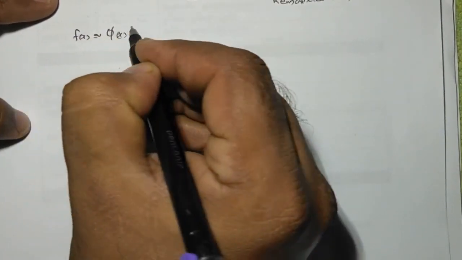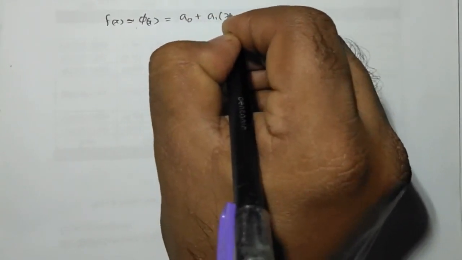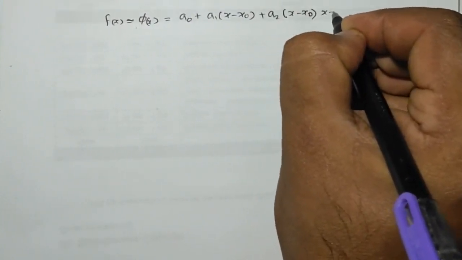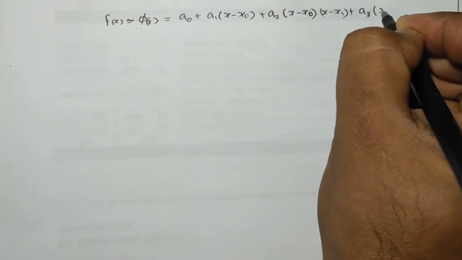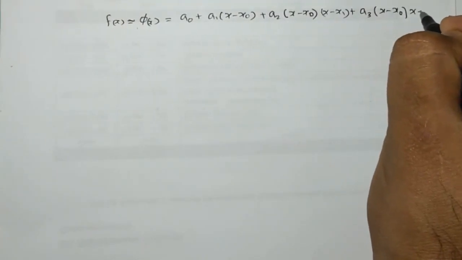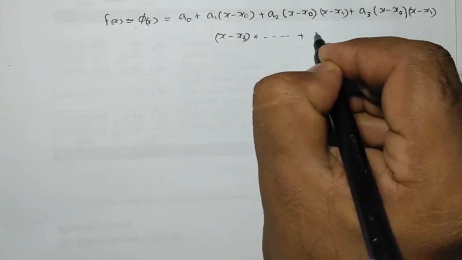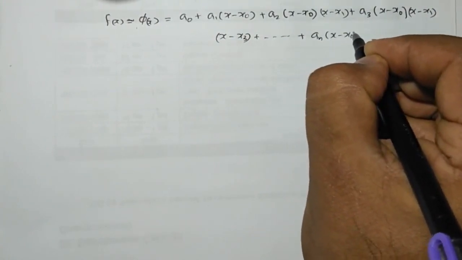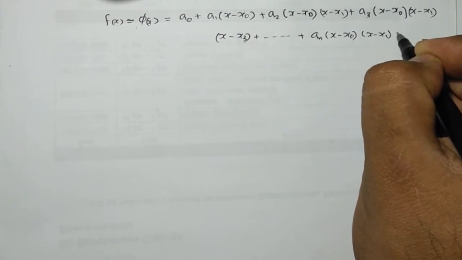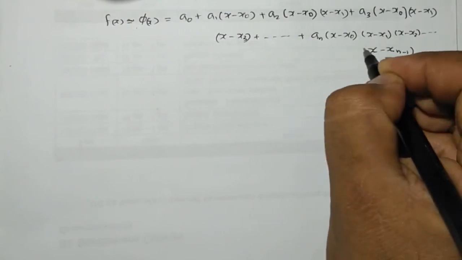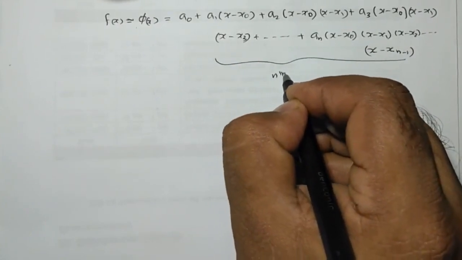Let's assume that f of x is almost equal to phi of x, and phi of x is a polynomial, and we may write the polynomial as a0 plus a1 into x minus x0 plus a2 into x minus x0 into x minus x1 plus a3 into x minus x0 into x minus x1 into x minus x2 plus etc., plus an into x minus x0 into x minus x1 into x minus x2, etc., into x minus xn minus 1. So this is the nth order polynomial, which is phi of x.